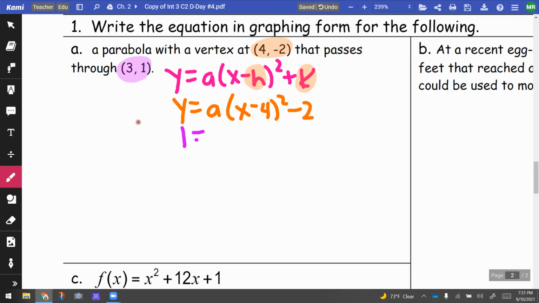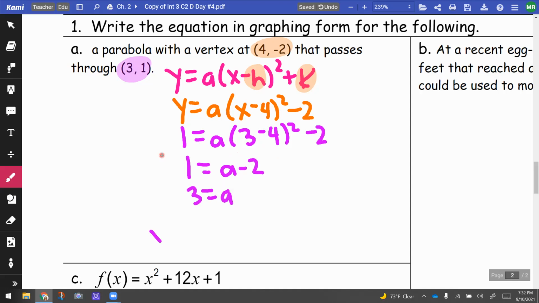So I'm going to get 1 is equal to a times 3 minus 4 squared minus 2. And 3 minus 4 is a -1, and a -1 squared is 1. So this is just going to end up being a minus 2. So I'm going to have 1 equals a minus 2. I'm going to add 2, so I get a is equal to 3. So my equation is y is equal to 3 times the quantity x minus 4 squared minus 2. Again, I got that from here. And then I just needed to put in my a.